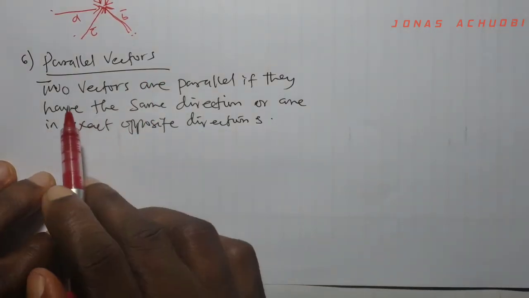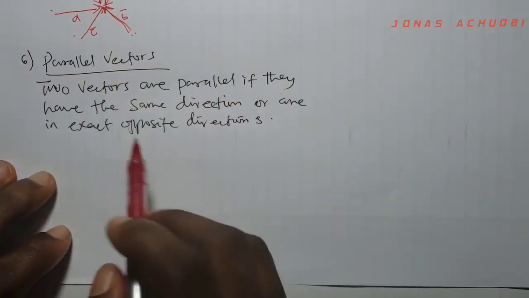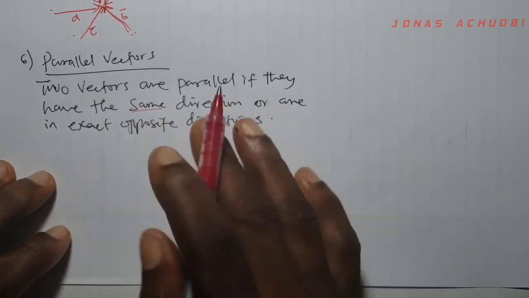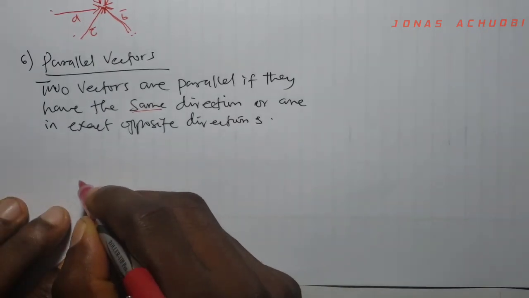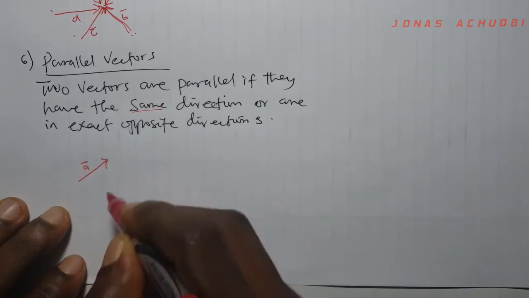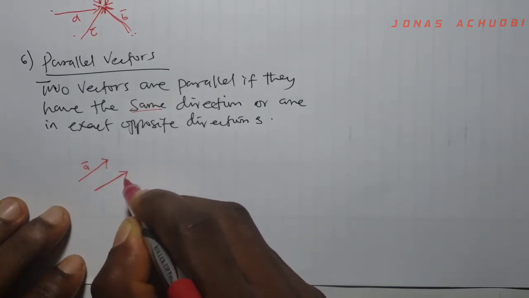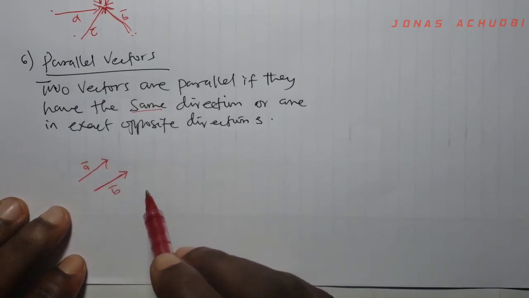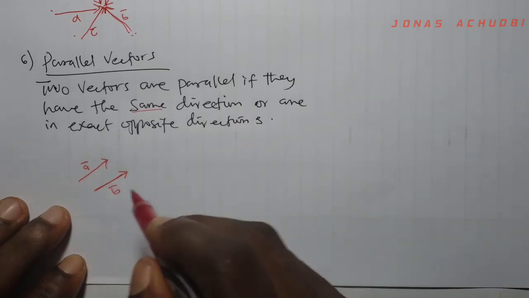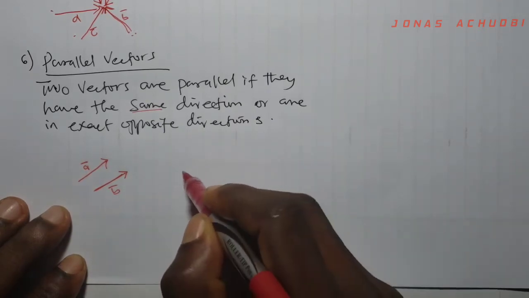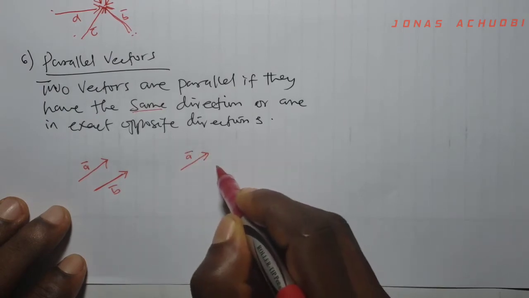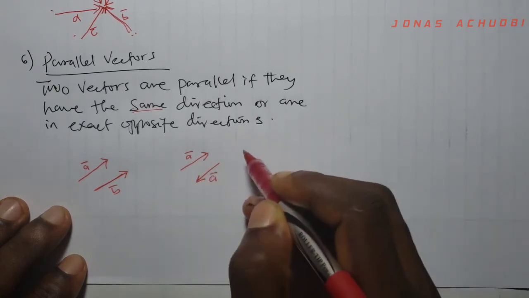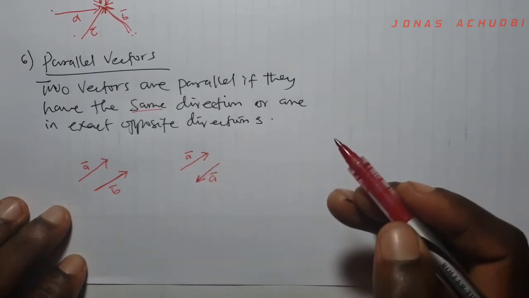Parallel vectors. Two vectors are parallel if they have the same direction or are in exact opposite directions. Have to be very careful here. Let's look at this. For instance, if it's a vector, say vector A, another vector, say vector B. Okay, now if vector A and vector B are in exact same direction, then vector A and B are said to be parallel vectors. And on the other hand, if this is vector A and vector B is in the opposite direction, in the exact opposite direction as vector A, then vector A and B again are said to be parallel vectors.